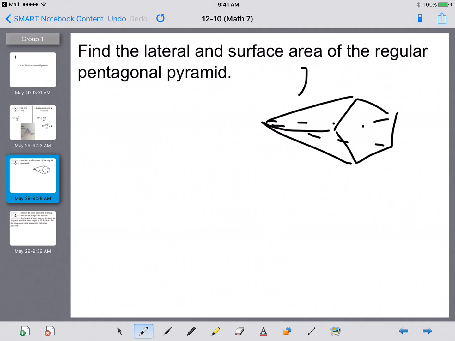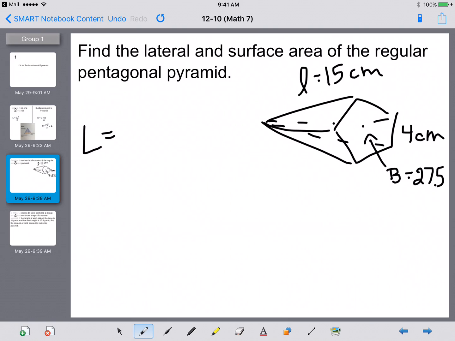So our slant length is 15 centimeters. The sides of our pentagon are 4 centimeters. And the area of our base, it just tells us, is 27.5.